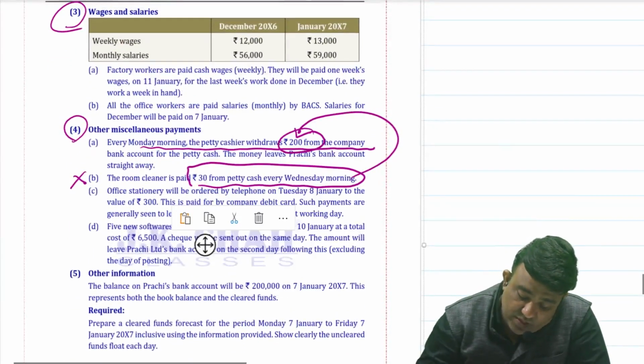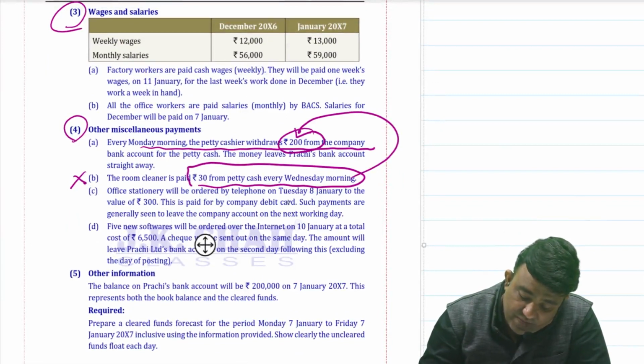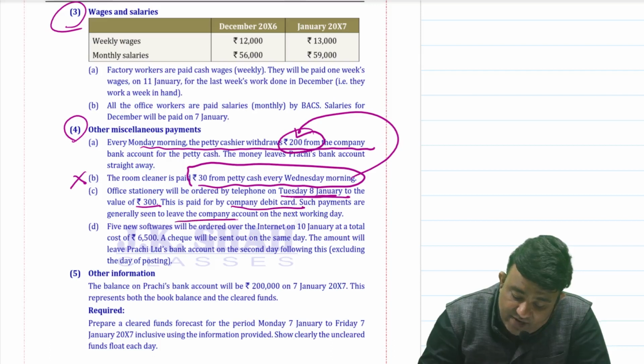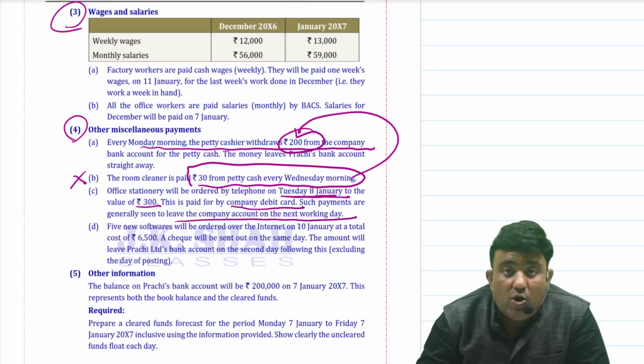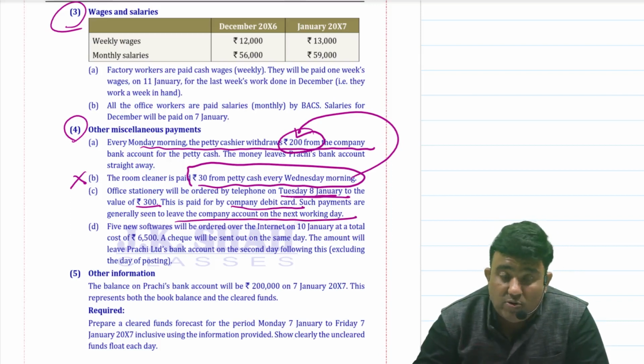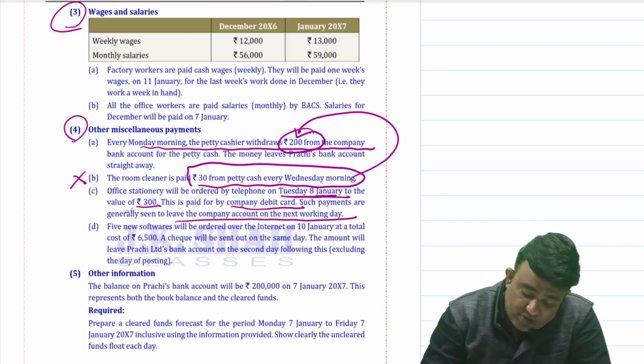Office stationery, students, is purchased on 8th Jan for 300, and it is paid by debit card, and it will leave my account on the next working day. That means on 8th I will swipe my debit card, but the payment will leave my account on 9th. So yes, that is 1 day.